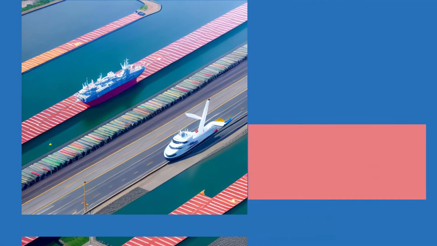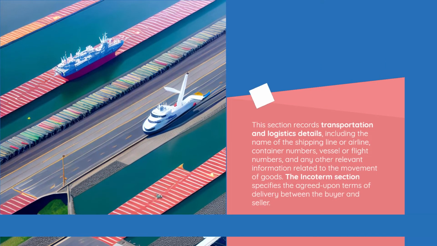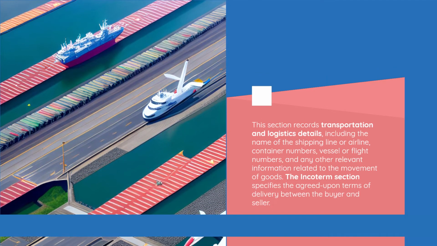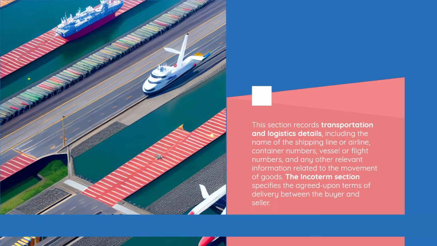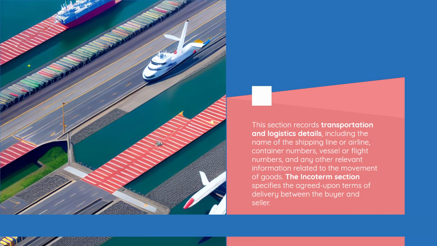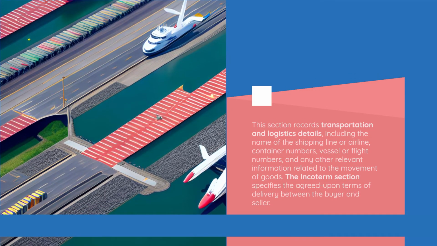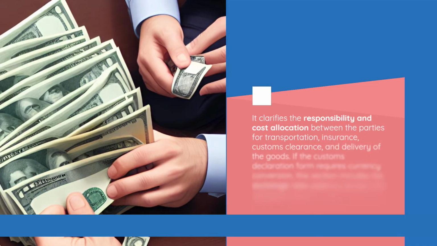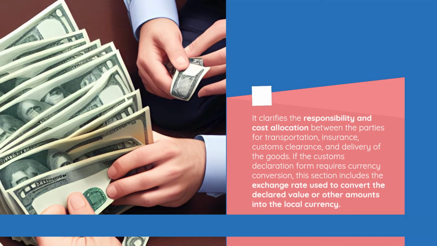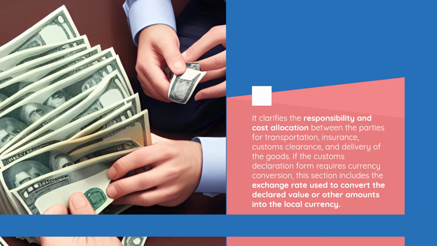This section records transportation and logistics details, including the name of the shipping line or airline, container numbers, vessel or flight numbers, and any other relevant information related to the movement of goods. The Incoterms section specifies the agreed-upon terms of delivery between the buyer and seller. It clarifies the responsibility and cost allocation between the parties for transportation, insurance, customs clearance, and delivery of the goods.